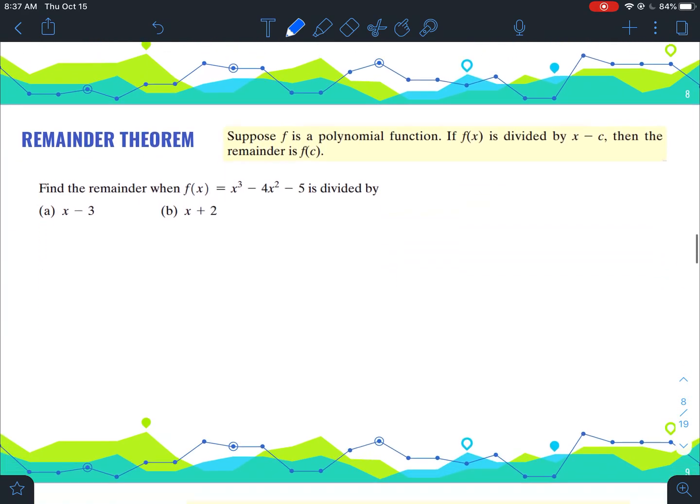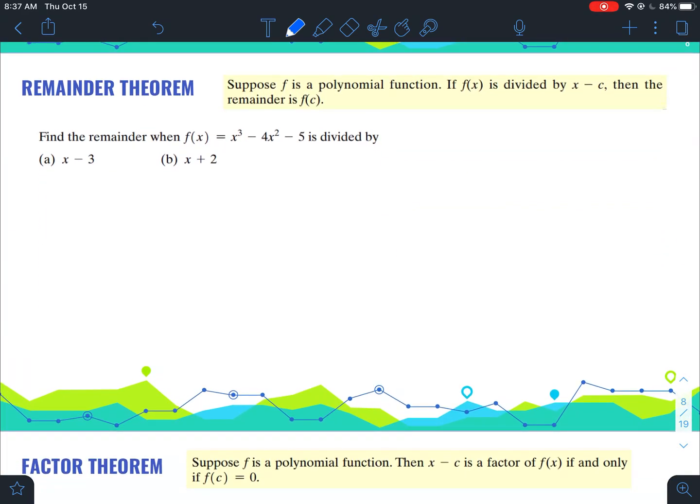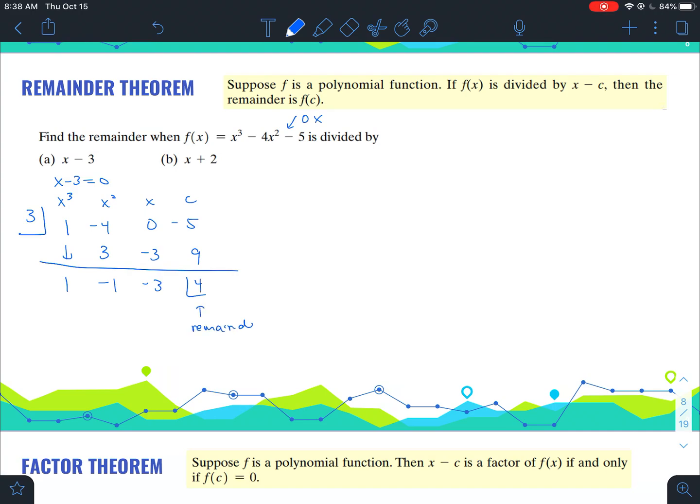So now using that idea, we have something called the remainder theorem. For instance, if we want to find the remainder when x to the third minus 5x squared minus 5 is divided by these terms, notice it's missing a 0x. If I'm going to divide it by x minus 3, 3 gets to go in the house, and then I have x to the third, x squared, x, and my constant. So I would have 1, negative 4, 0, and negative 5. Bring down the 1. And then I would have 3, negative 1, negative 3, 9, and then my remainder is 4.